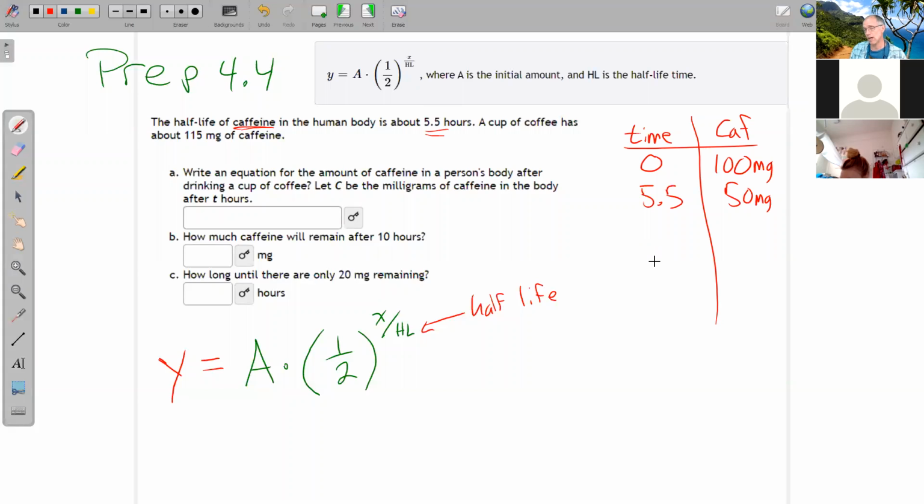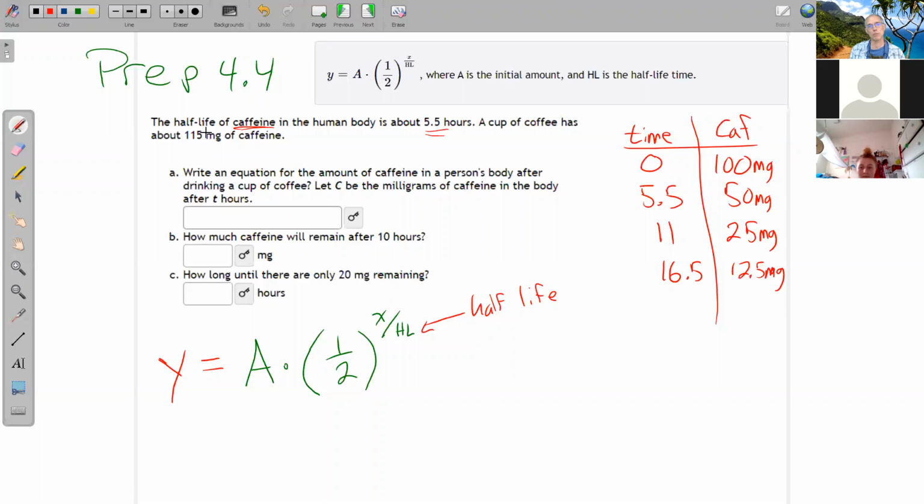Another 5.5 hours later, so that would be 11 hours later, I have half of that 50, or 25 milligrams. Another 5.5 hours, so that would be 16.5 hours later, I have half of that, which would be 12.5 milligrams. And so many substances work this way in our body with the way our blood filters stuff out, or the other organs help filter stuff out of the blood, I should say.